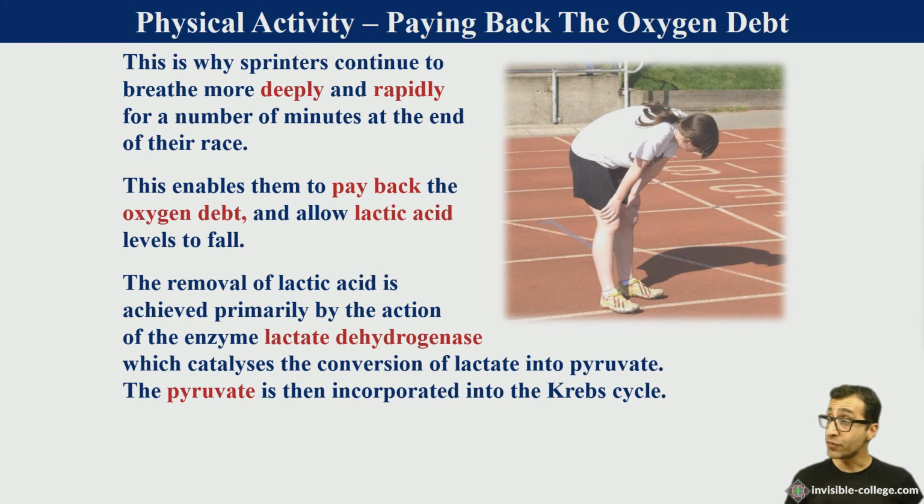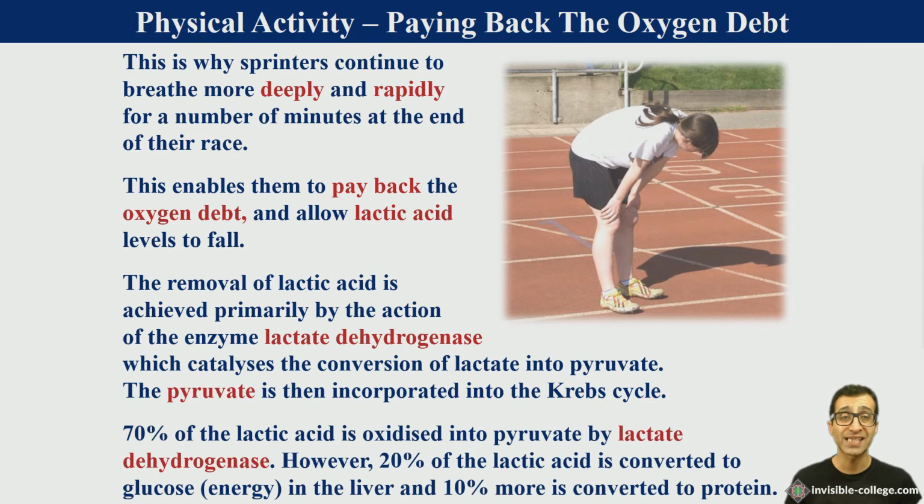The removal of lactic acid from your tissues is achieved by the action of the enzyme lactate dehydrogenase. This catalyzes the conversion of lactate back into pyruvate, and the pyruvate is then incorporated into the Krebs cycle. 70% of the lactic acid is oxidized into pyruvate by lactate dehydrogenase, 20% of it is converted into glucose, which can then be used for energy in the liver, and the final 10% is converted into protein.